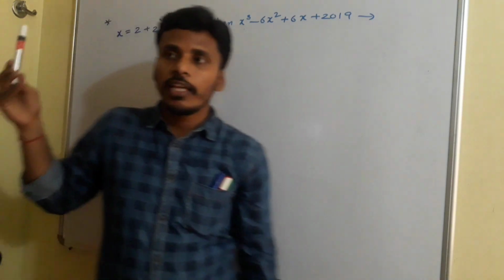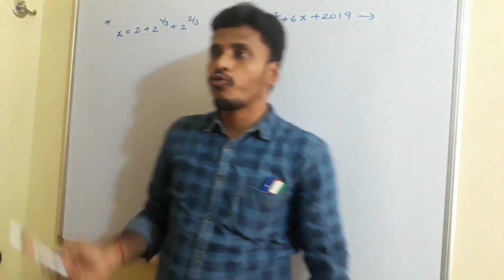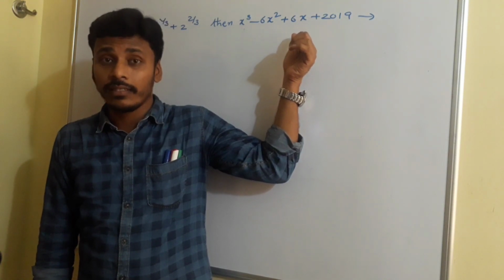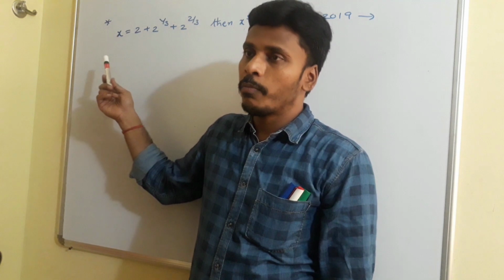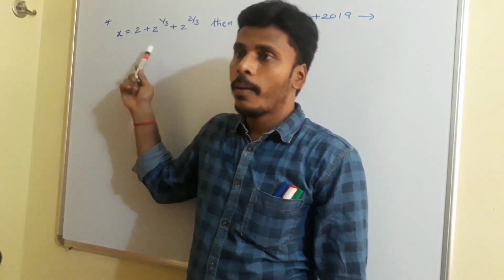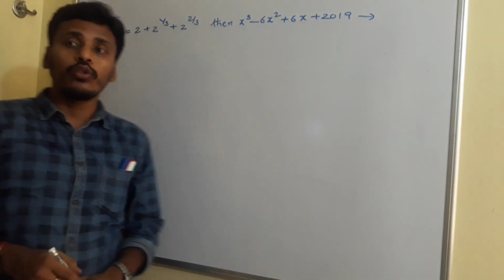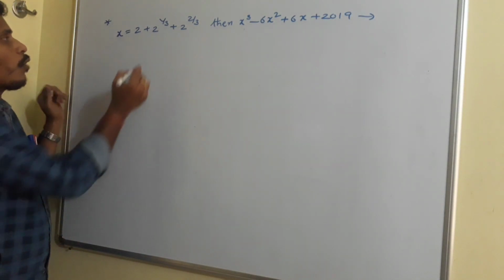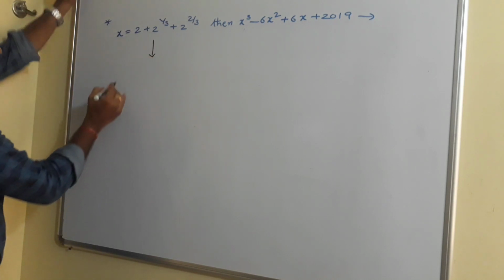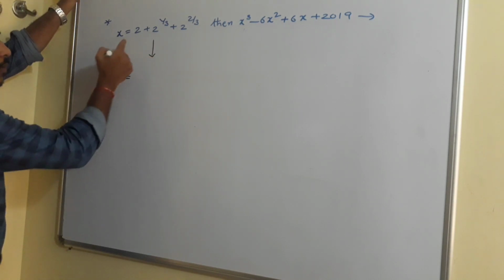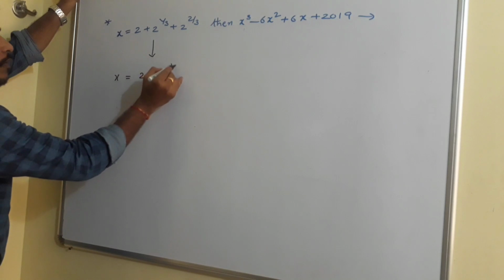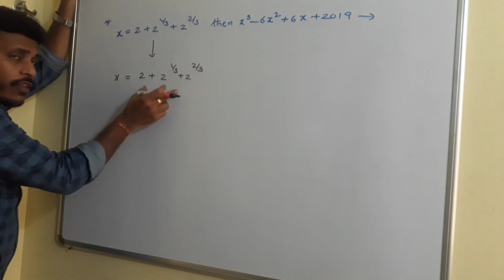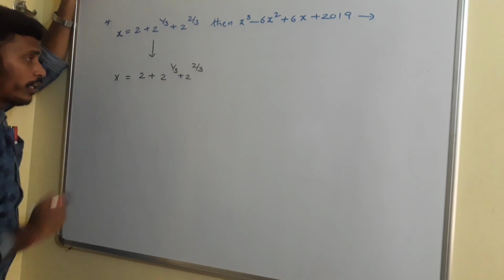Since the given thing is only x, and they ask you to find a relation in terms of x cube, that in turn suggests we cube this x. That means you need to cube it on both sides, right? But if you directly do that, the left side has 3 terms, whereas the right side has only 1 term. See, x is equal to 2 plus 2^(1/3) plus 2^(2/3). Here we have 3 terms and here we have only 1 term.